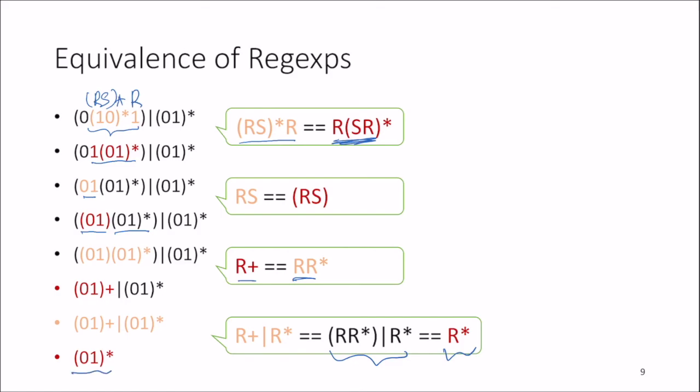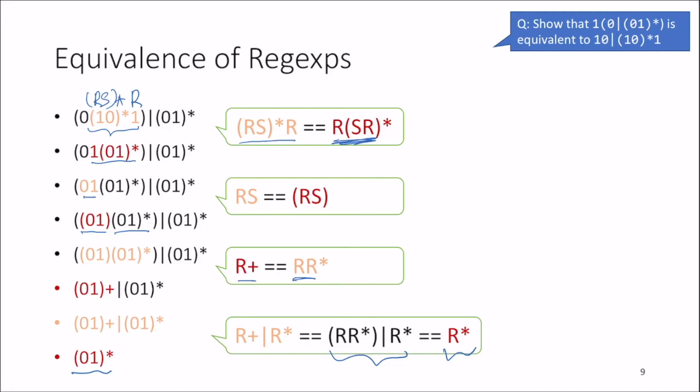0, 1 star. As a question for you to try out, try to show that this regular expression over here, 1 followed by an alternation of 0 or 0, 1 star, is equivalent to this. So this left-hand side is equivalent to this right-hand side. Use the same kind of idea. You can use these equivalences from the previous slides in order to show the answer to this question.